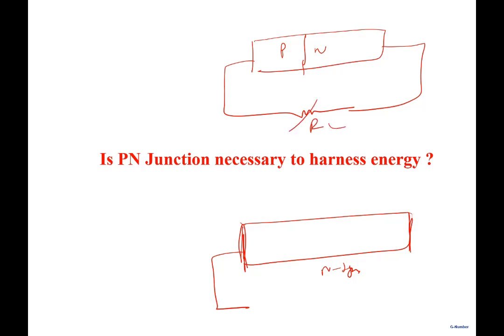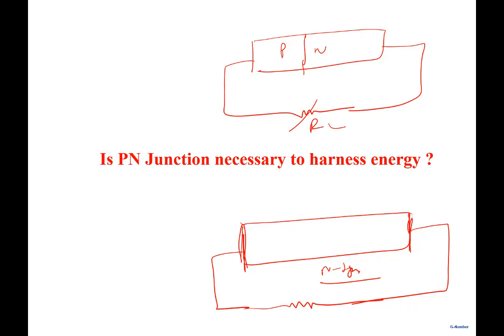Right? And it will generate, it will pass current through the load here. But why can't I take simply an N-type semiconductor and connect a load here? Will it not work? And if it will not work, why will a simple N-type semiconductor not work? And what is it that I really want to make a solar cell here? What is really necessary? Is PN junction really necessary? Or is something else necessary? And PN junction is one way of implementing that necessary condition.